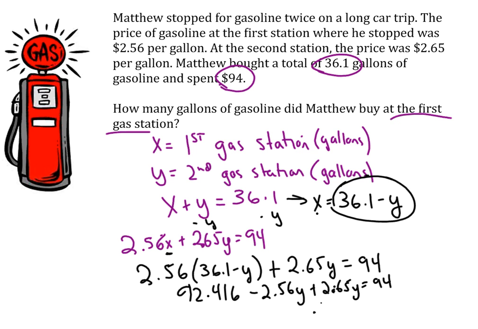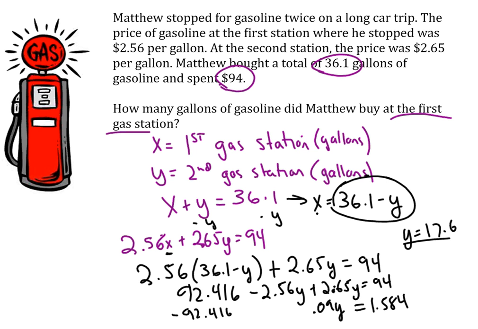This leaves me with 0.09y. And if I subtract 92.416 over, I get $94 minus 92.416. That's going to be equal to 1.584. A little division. So y is 17.6. So that means at the second gas station, he bought 17.6 gallons.